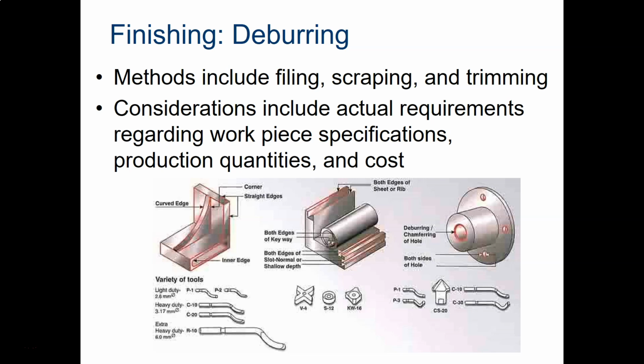These are just the ends of the tools that stick into a handle that can then be rubbed around the edge of a material, removing the burr or leftover piece that's on the edge of the material that can be sharp or dangerous. These methods for deburring might include filing or scraping or even trimming.